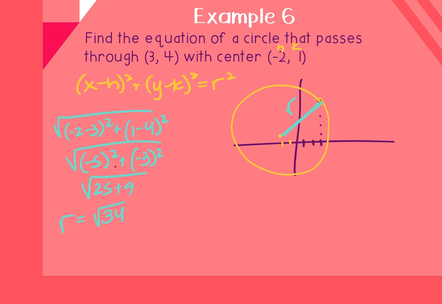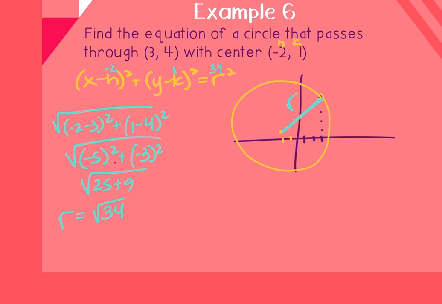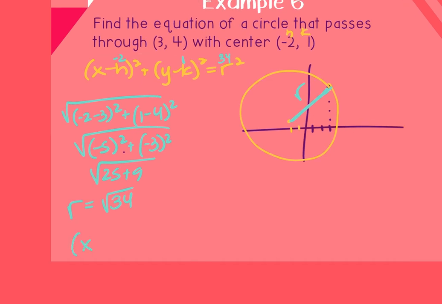You with me so far? Yeah. Now that's the radius, right? But what do I do to the radius when I put it into the equation? I square it. So what's the square of the square root of 34? Just 34. So when I plug it back in, I put the h in, this is negative 2. I put the k in, this is 1. And I square the square root of 34, which is just 34. And I would get (x minus a negative 2, becomes plus 2) squared plus (y minus 1) squared equals 34.